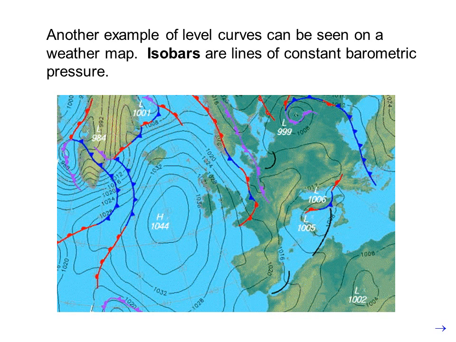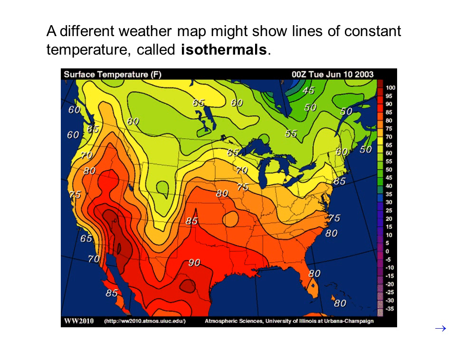Another example of level curves can be seen on a weather map. Isobars are lines of constant barometric pressure. A different weather map might show lines of constant temperature, called isothermals.